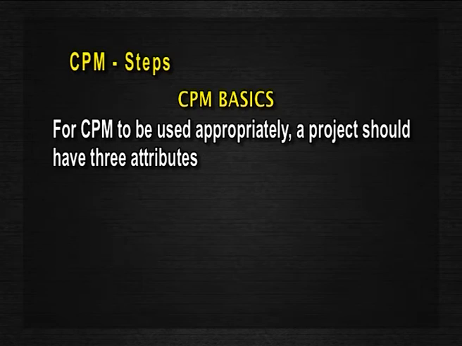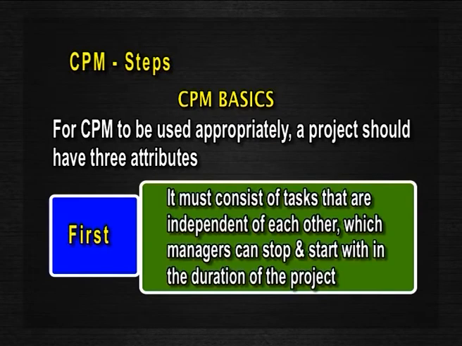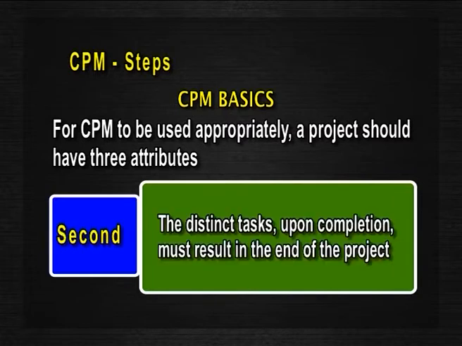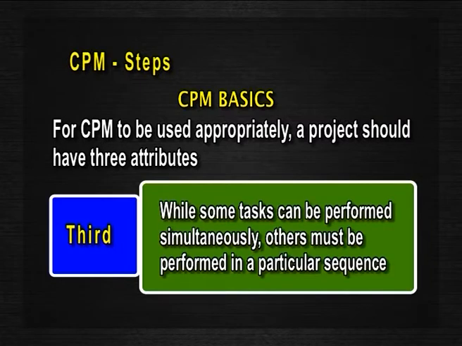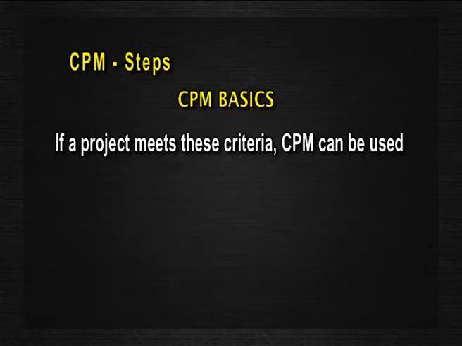First, it must consist of tasks that are independent of each other, in which managers can stop and start within the duration of the project. Second, the distinct tasks upon completion must result in the end of the project. Third, while some tasks can be performed simultaneously, others must be performed in a particular sequence. If a project meets these criteria, CPM can be used.